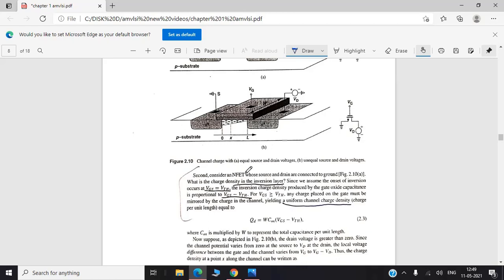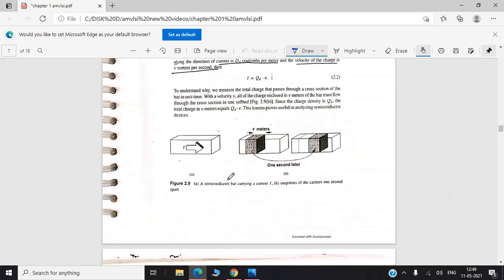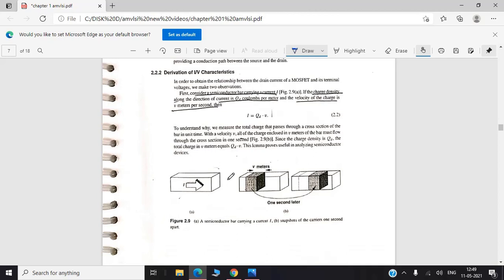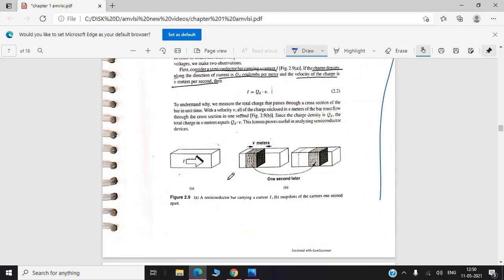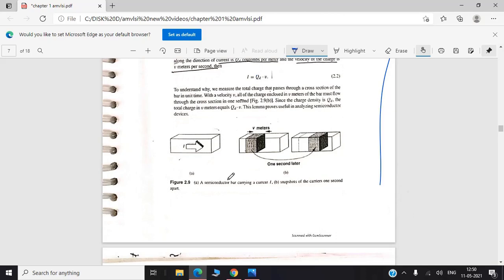Second, consider an NFET whose source and drain are connected to the ground. Here you can see the NFET, source and drain are connected to the ground. Now we got I, so we need to check what QD is and what V is, and then substitute here. This will become the derivation of the I characteristics. So we got the general equation I equals QD into V. Now what is QD and what is V?